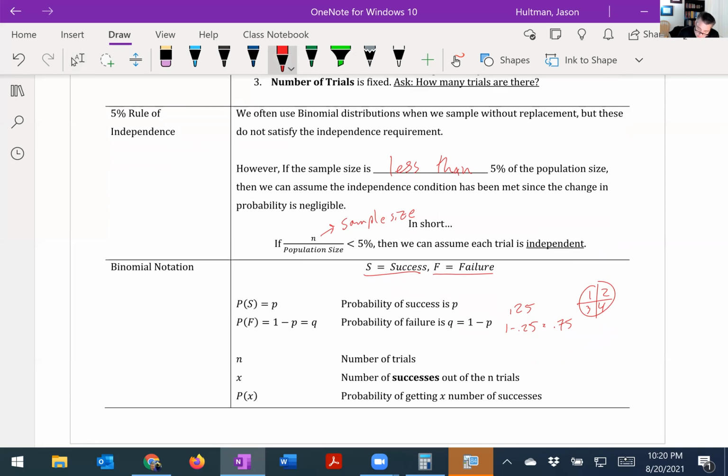N is the number of trials. X is the number of successes. So if we wanted a certain number of successes out of the trials, P of X is the probability of getting X number of successes.